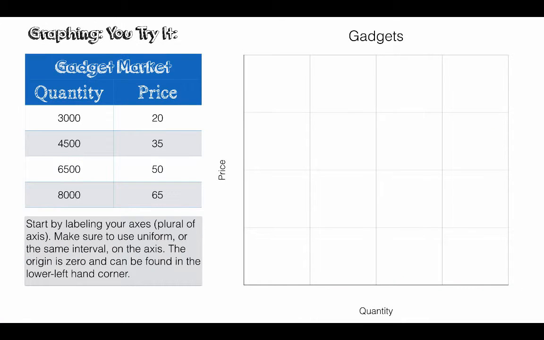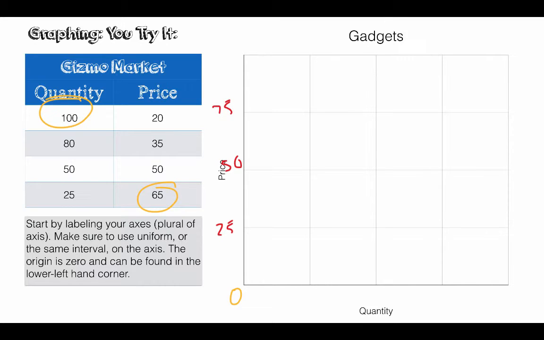So as you go forward, you guys are going to have a chance to graph one of these options here. And what we'll see is the price and demand. I start with my origin here at 0. I can see that my highest quantity is 100 and my highest price is 65. So I need to count probably by 25s here. Go 25, 50, 75. And I'm covered there. Probably do 25s on this axis as well. 25, 50, 75, 100. And now I'm ready to plot my points.